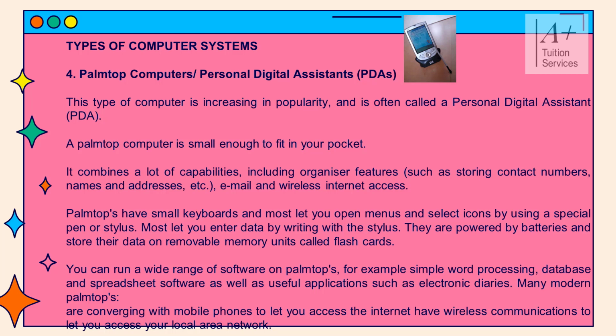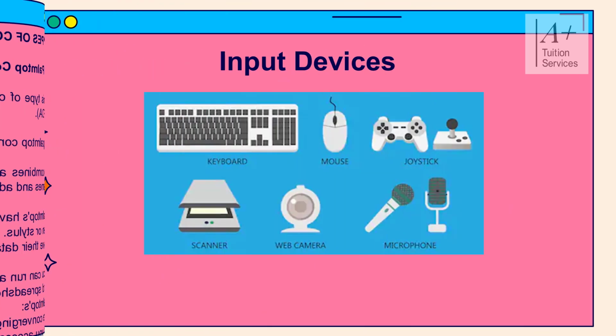Many modern palm-tops are converging with mobile phones to let you access the internet, have wireless communication, and access your local area network. You find a lot of people replacing their physical personal assistant with a digital one because, one, it saves them money. This is like saving one person's salary that you would have to pay. It is very convenient for somebody who is planning and always on the run and always has a meeting, because it keeps them on track and on schedule.